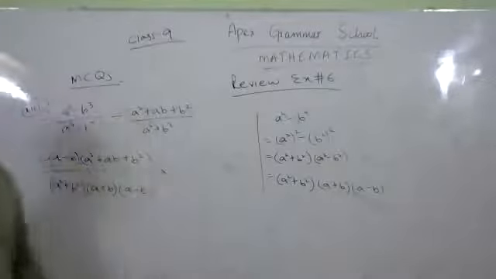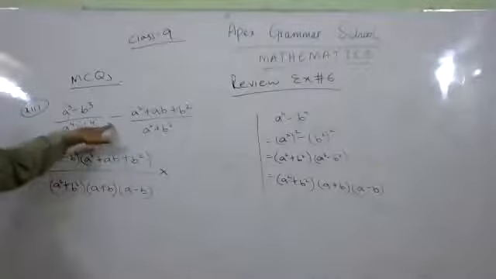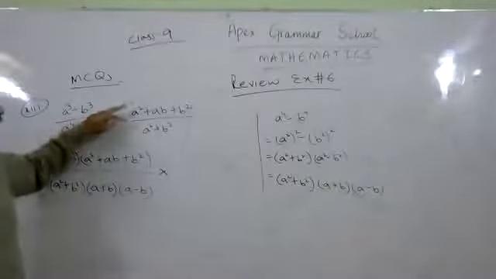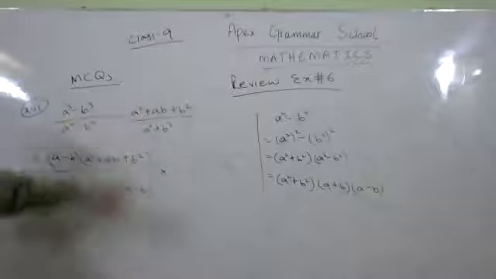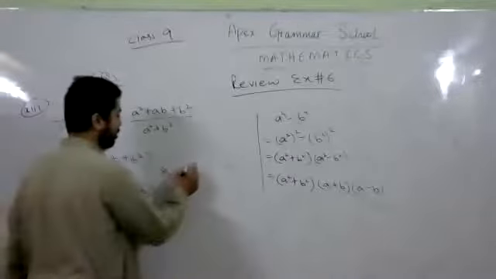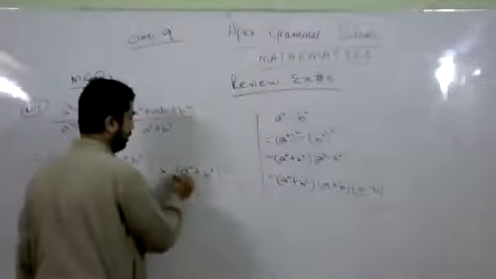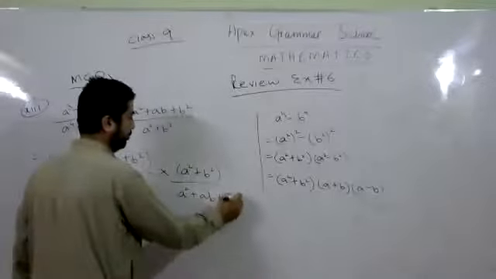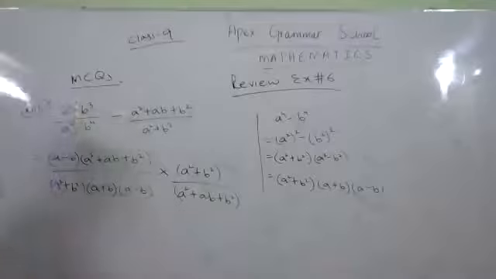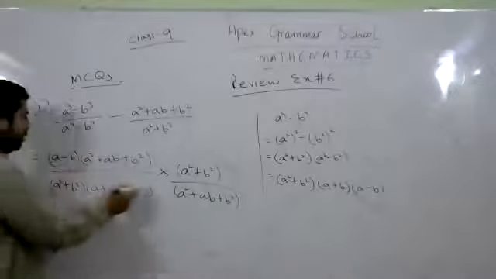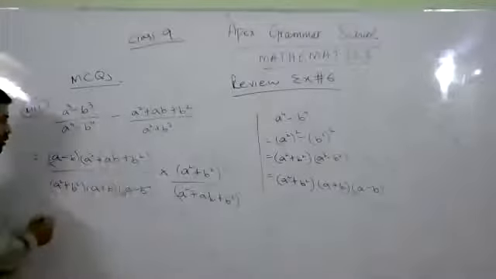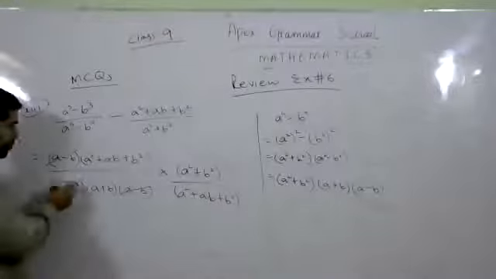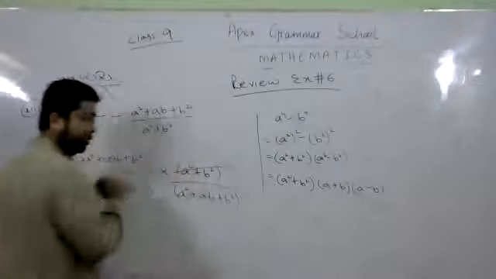And you know that from class 8, if we convert the divide sign to multiply sign, then after this divide sign, this fraction will be inverted. So a square plus b square. Now cancel them: this a minus b to this a minus b, this a square plus b square to this a square plus b square.